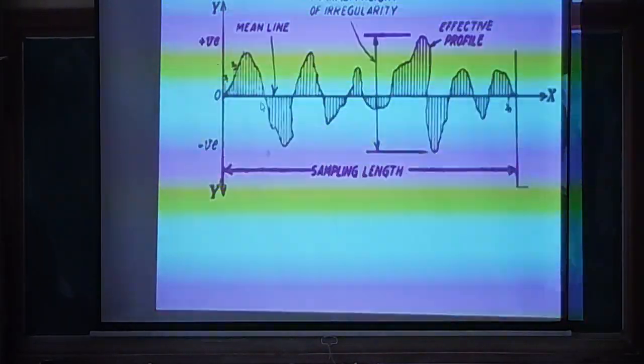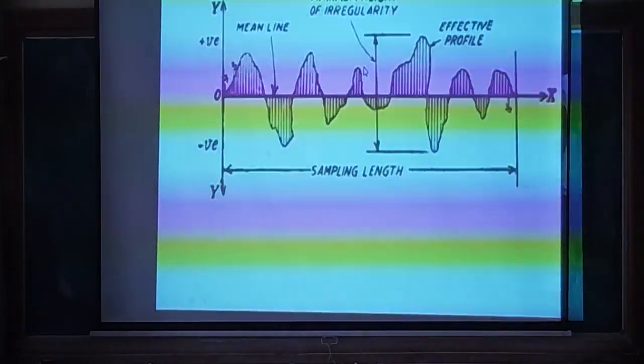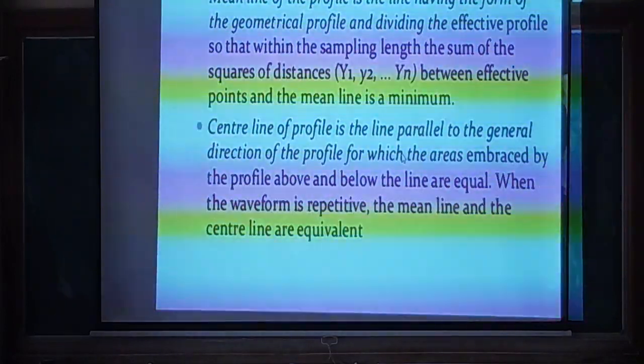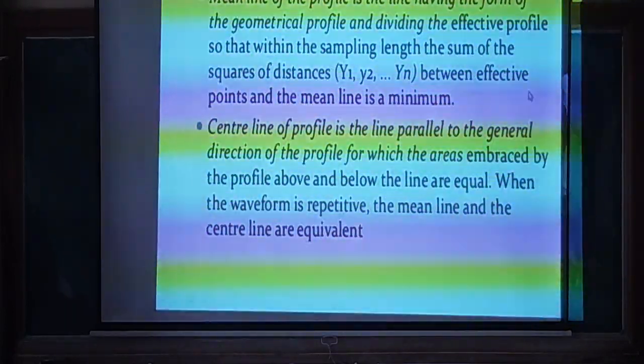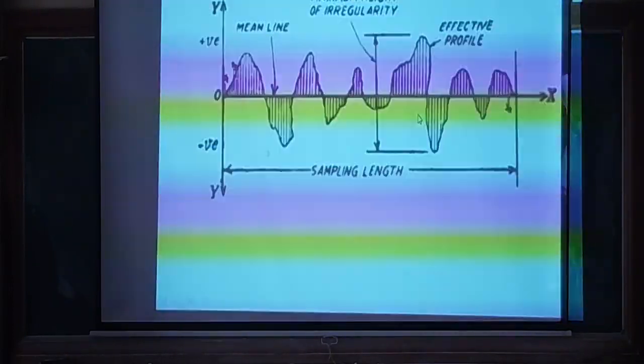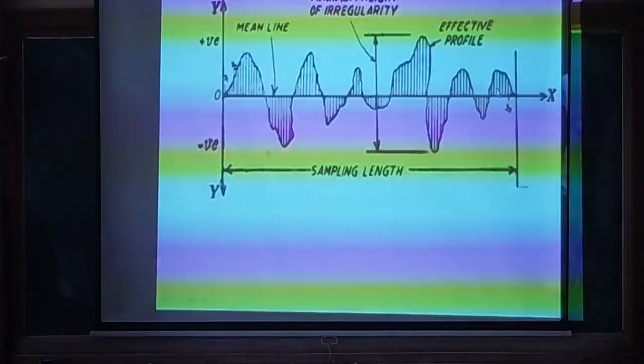So this is distance y1 in this direction, up to yn. The sum of squares of distances between the effective points and the mean line is a minimum. So this is the mean line, this 0 to x is the mean line.